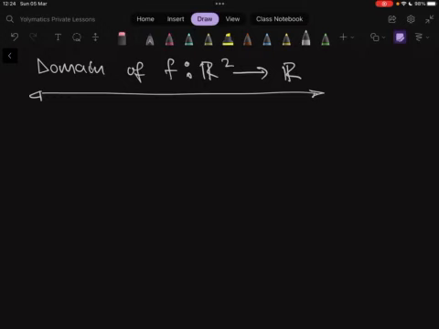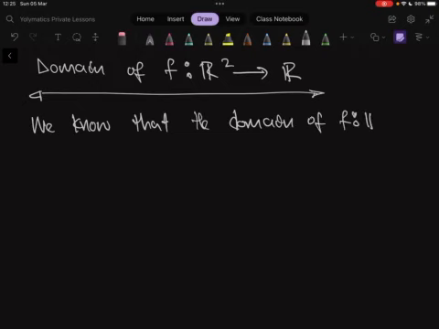First we have to understand geometrically what the domain of a two-dimensional multivariable function is. We know that the domain of f, which is a function from real numbers to real numbers, is a subset of the real line.